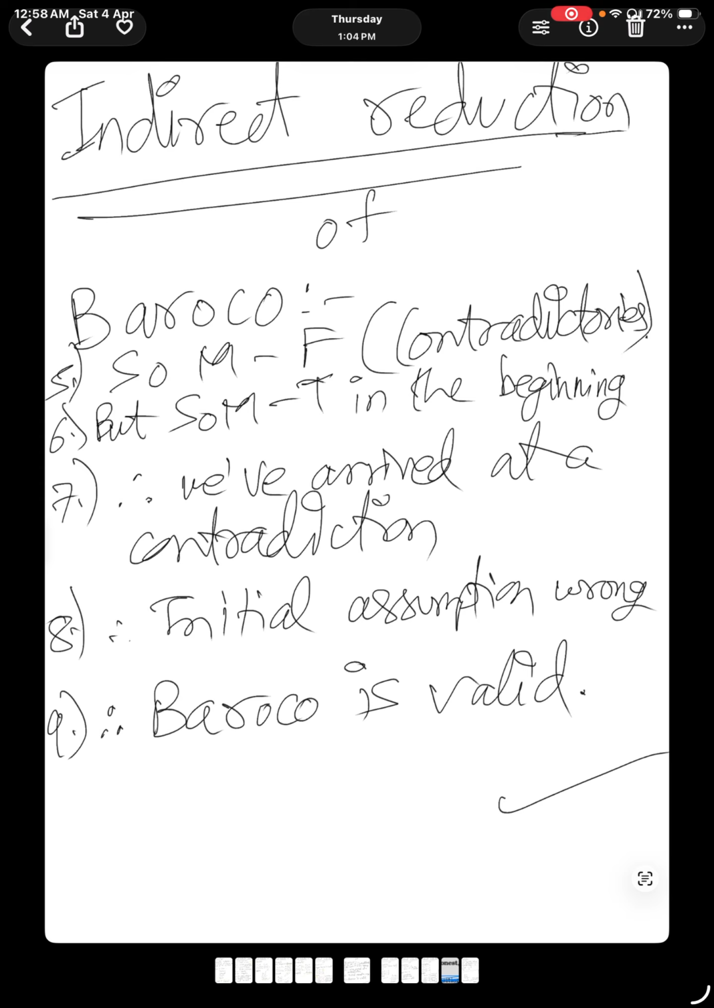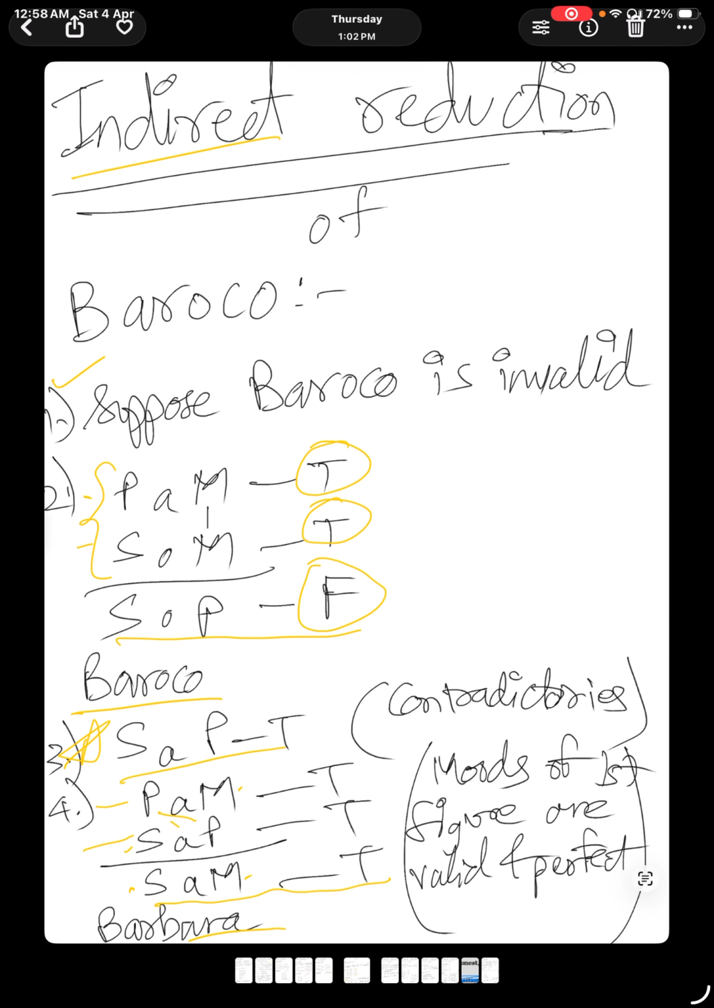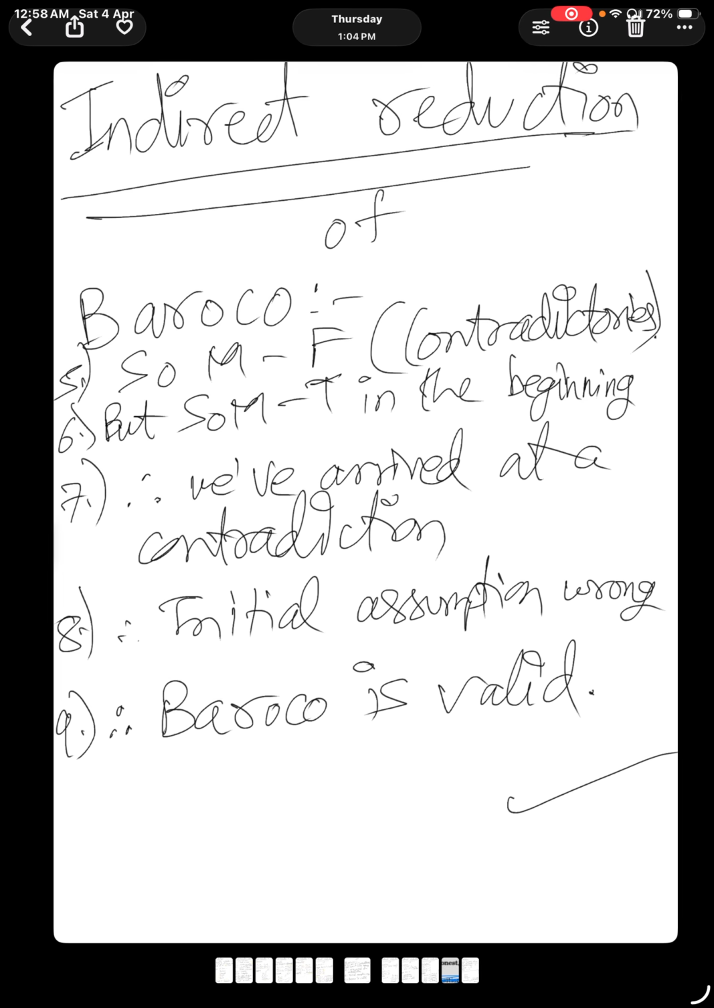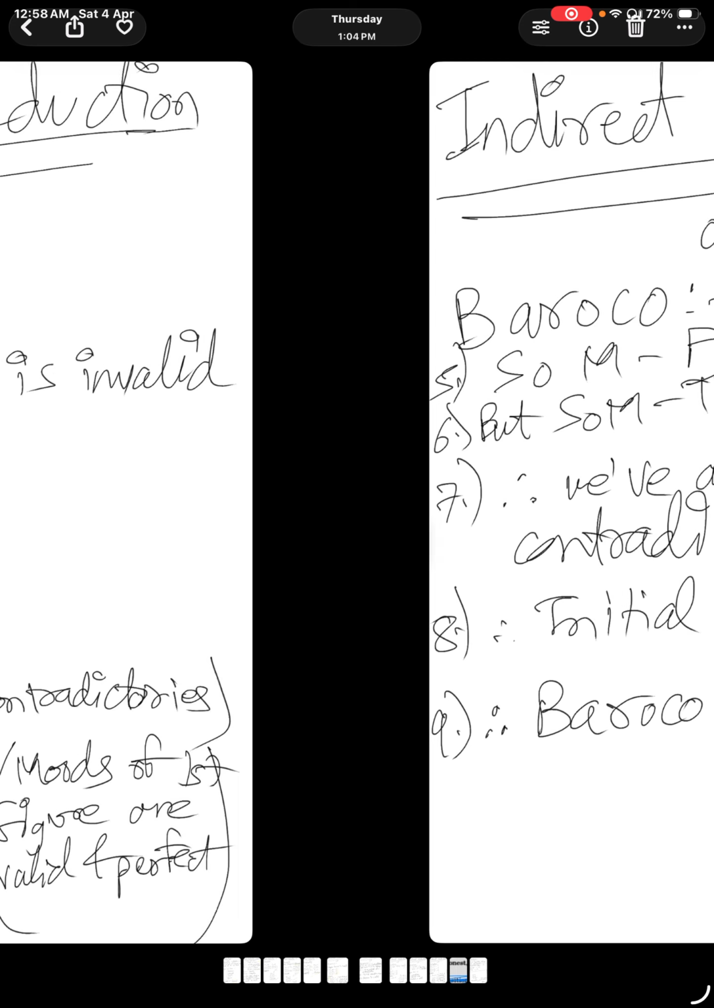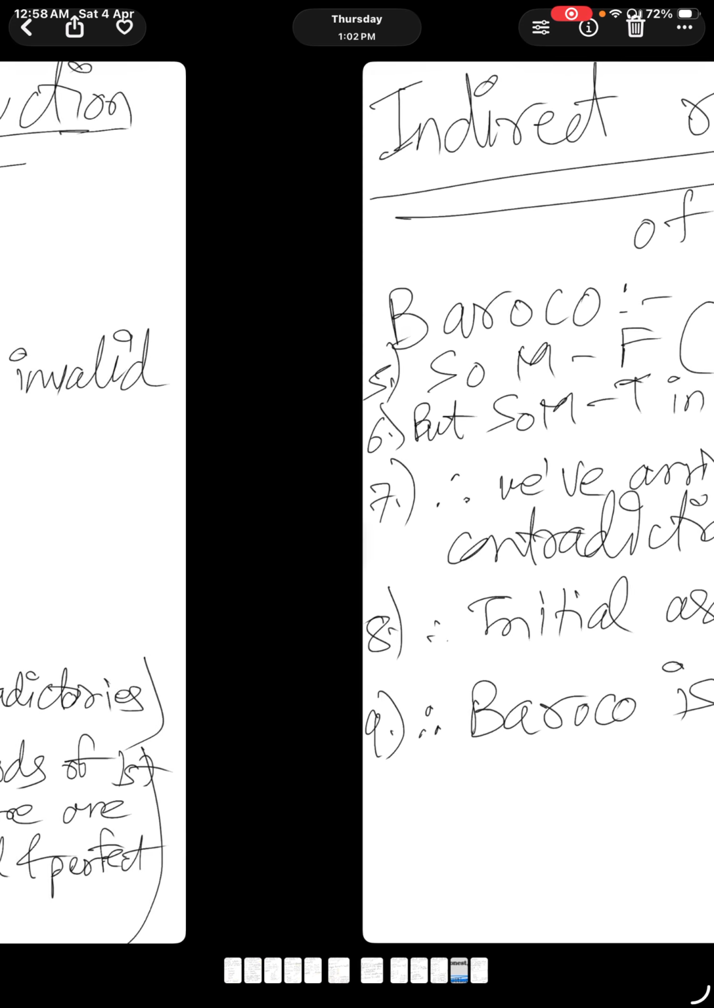So once again, we got SOM as false, but we started off with SOM as true. The premise that you left out, that is what you have to take as false, because at the start it was true, and that is your contradiction, and therefore the initial assumption is wrong. Therefore, Baroco is valid. This is the indirect method.